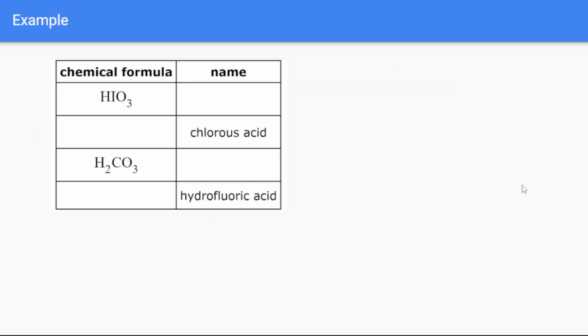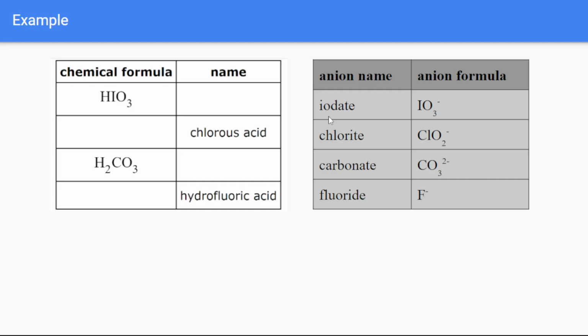So here's some examples. We notice this is an acid because there's an H. IO3 is a polyatomic ion. What's the name of that polyatomic ion? Iodate. Iodate ends with ate, so it's iodic acid. The next one is chlorous. That's an us acid. Chloride, chlorite, chlorate, but since this ends with us, it's an ite, so that would be chlorite. So the formula is ClO2 negative. The acid is HClO2.